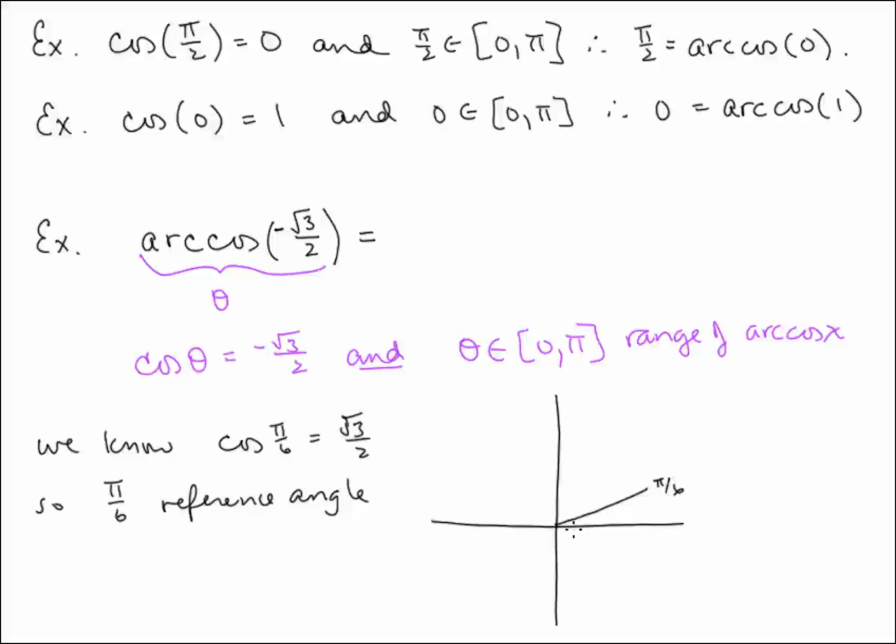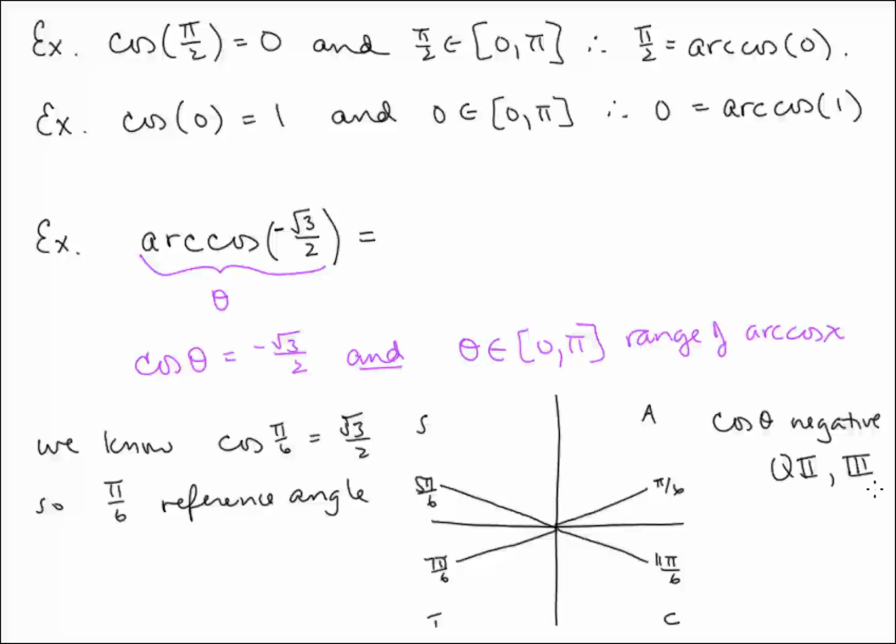This one is pi over 6. This one is 5 pi over 6. 7 pi over 6. And 11 pi over 6. Now we know that we need cosine theta to be negative. And we have all students take calculus. So where is cosine negative? That happens in quadrants 2 and 3. We also know that theta must be in the interval 0 to pi. That's quadrants 1 and 2.